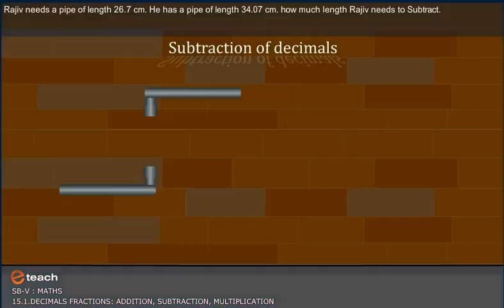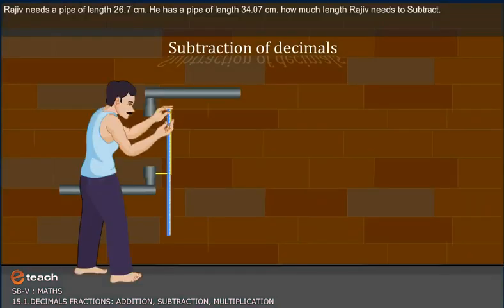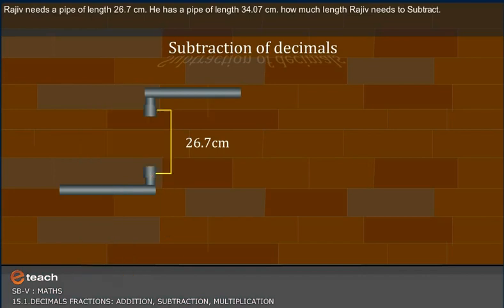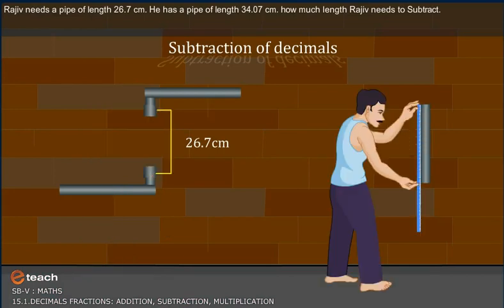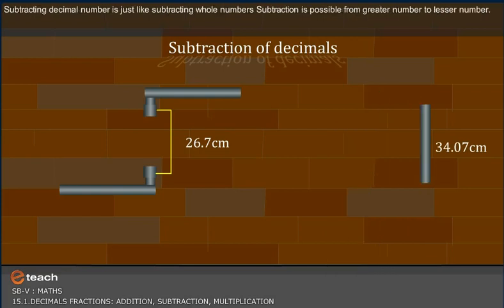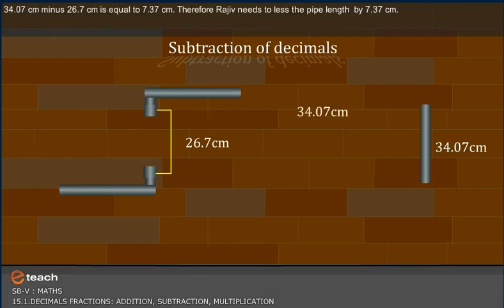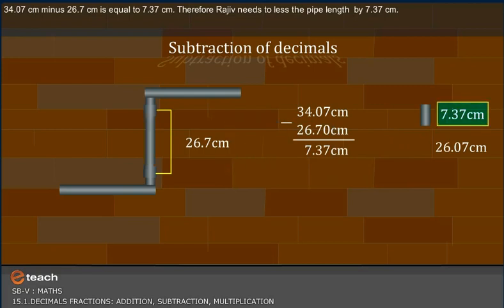Subtraction of decimals. Rajiv needs a pipe of length 26.7 cm. He has a pipe of length 34.07 cm. How much length does Rajiv need to subtract? Subtracting decimal numbers is just like subtracting whole numbers. Subtraction is possible from a greater number to a lesser number. 34.07 cm minus 26.7 cm is equal to 7.37 cm. Therefore, Rajiv needs to cut the pipe length by 7.37 cm.